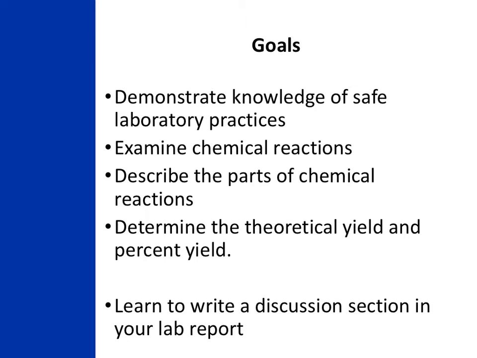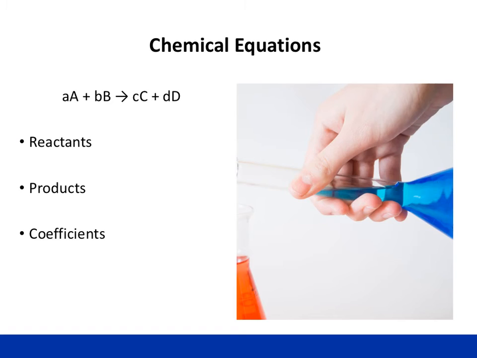We're also going to focus on the stoichiometry and the concepts of limiting reagent, theoretical yield, and percent yield. We will also talk about some new experimental techniques, and you'll learn how to do a filtration. And you'll see some of the chemical terms that chemists use to describe chemical reactions. After that, we are going to focus on writing your discussion section in your lab report.